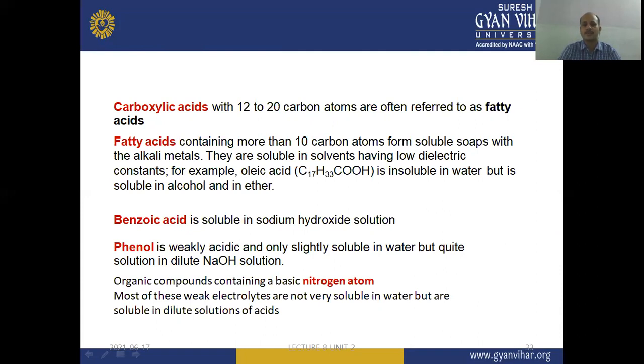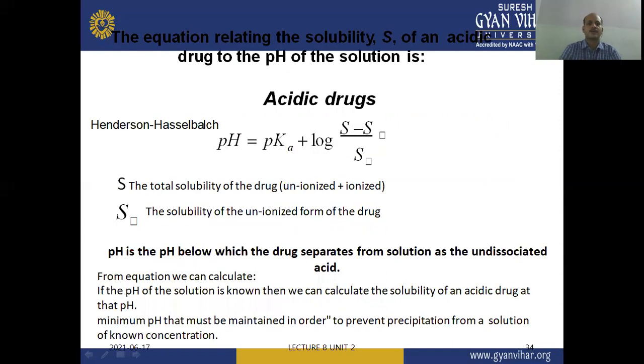Then there are organic compounds containing a basic nitrogen atom. Most of these weak electrolytes are not very soluble in water but are soluble in dilute solutions of acid solvents. When we go through the relationship between the solubility of an acidic drug and the pH of the solution, we can express this relationship with the help of the Henderson-Hasselbalch equation. For acidic drugs, it is written as pH equals pK plus log of S minus S0 divided by S0, where S is the total solubility of the drug, combining the unionized form with the ionized form, and S0 is the solubility of the unionized form of the drug.